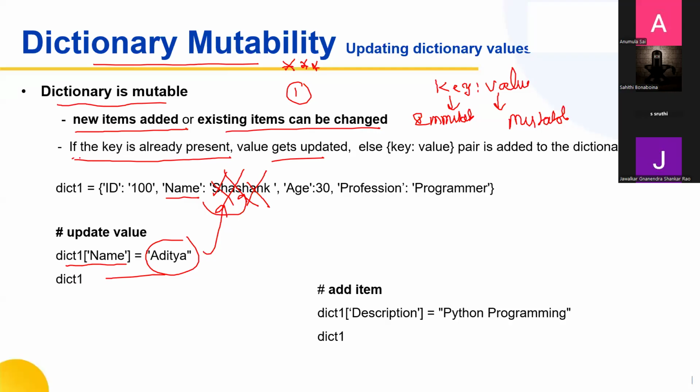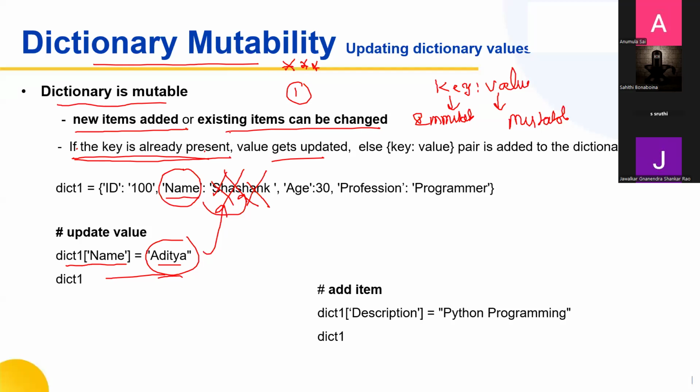That's what it is. If the key is already present in the dictionary, the data will get updated. Everyone okay? If the key is already present, the data will get updated. Do you understand? Here, if we already have the key, the value gets updated. Okay? Now, what is the second point?